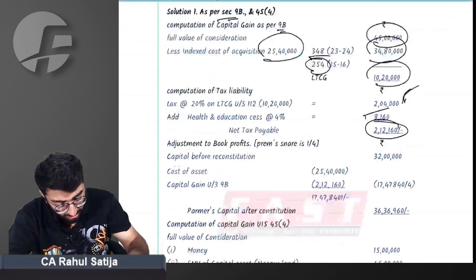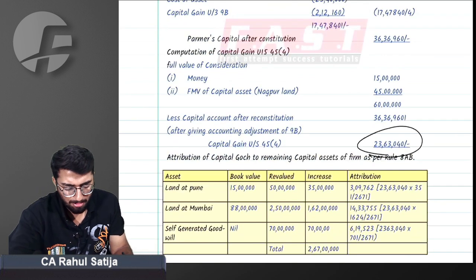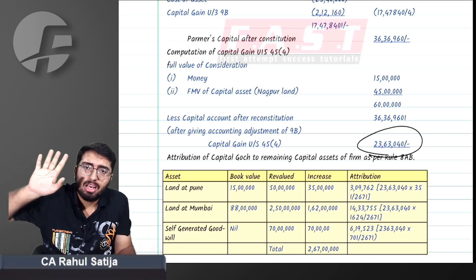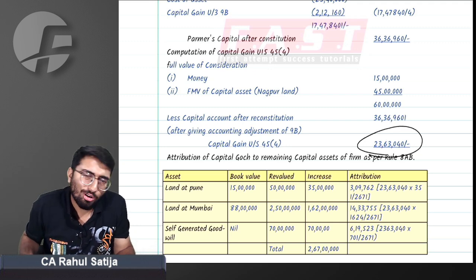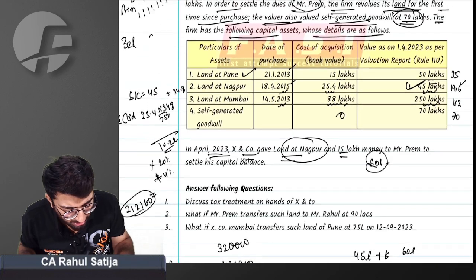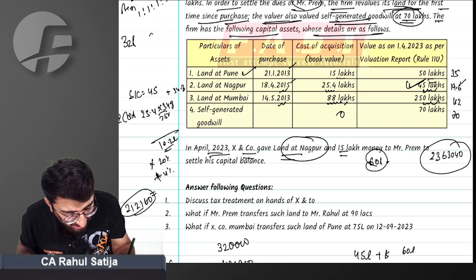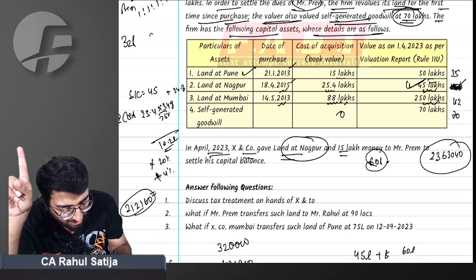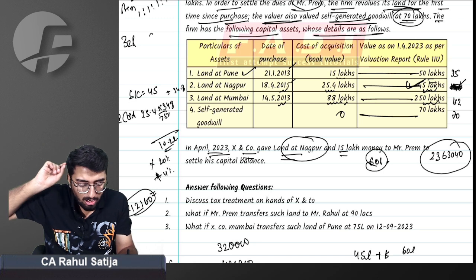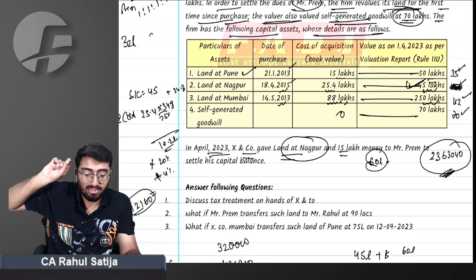Now, first of all, let us check the calculation. 23 63 040. How things can be difficult. Now, since the asset is being given once, but capital gain is being taxed twice, what to do in that sense? The provision wants us to distribute this 23 lakh 63,040 capital gain in the ratio of revaluation. So these three assets are being revalued. Now, in the ratio of 35:162:70, we have to apportion this capital gain in these three assets.